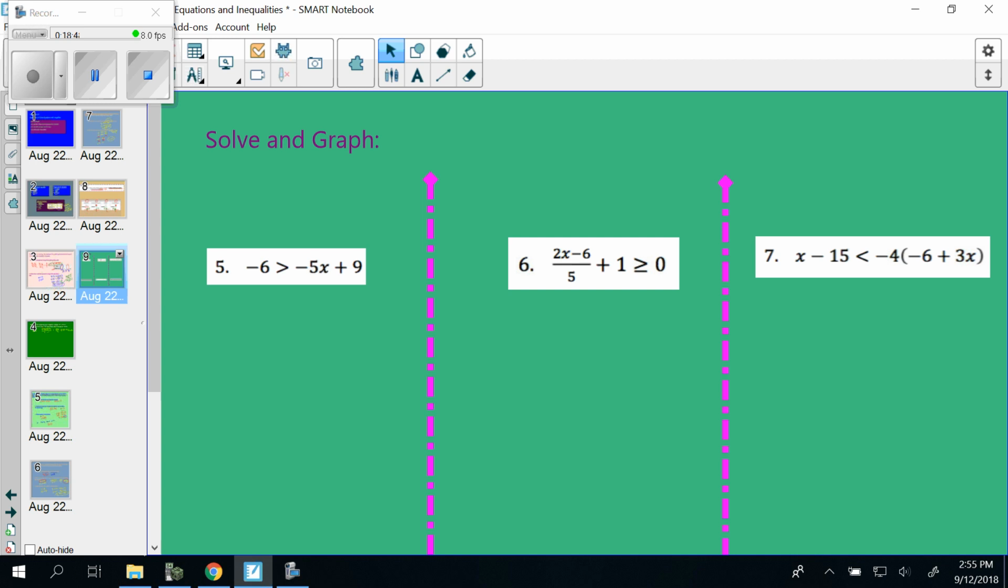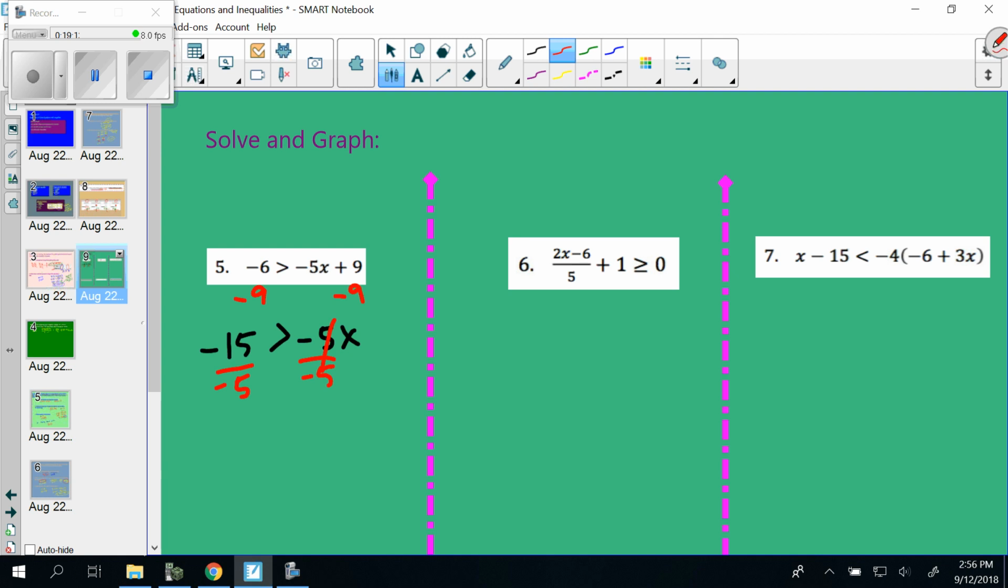Okay, so let's solve and graph a couple of these. Number 5, if this was an equation, our first step, try to get the variables by themselves. They already are. Then try to get the numbers on the other side. To do that on here, looks like we'd minus 9. Okay, so now we got negative 5x on the right. Subtracting 9, we get negative 15. Divide by negative 5.